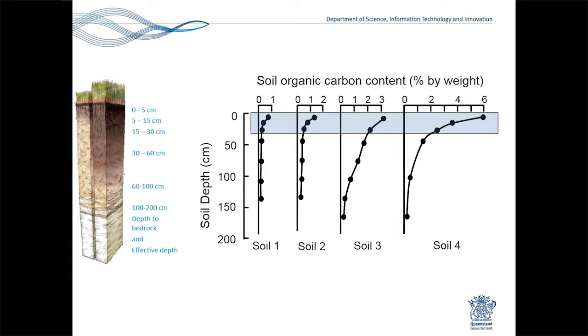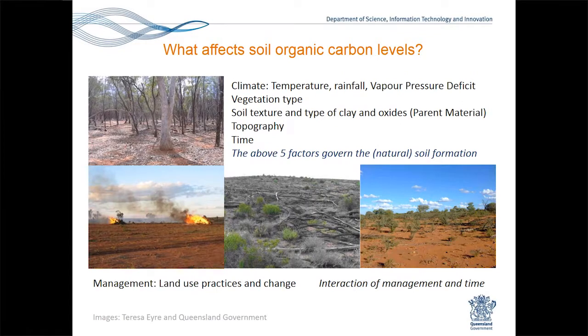So the main things affecting soil carbon levels, these are the five main factors that they show to govern the formation of soils. So climate, temperature, rainfall, vapor pressure deficit, the type of vegetation, the soil texture, and the type of clay you have. So all clays aren't clays. There are different properties in those clays that affect the exchangeability of the different cations in those soil profiles. So how well those nutrients are exchanged depends on the type of clay you have.